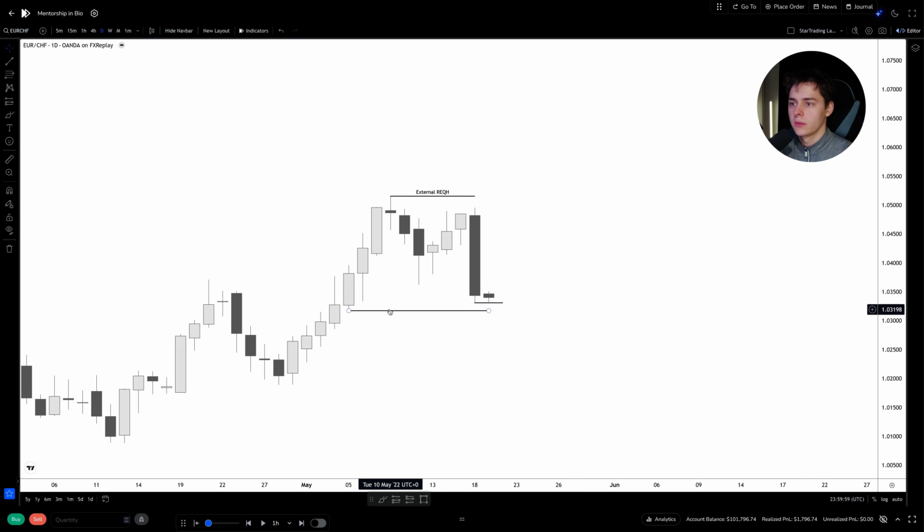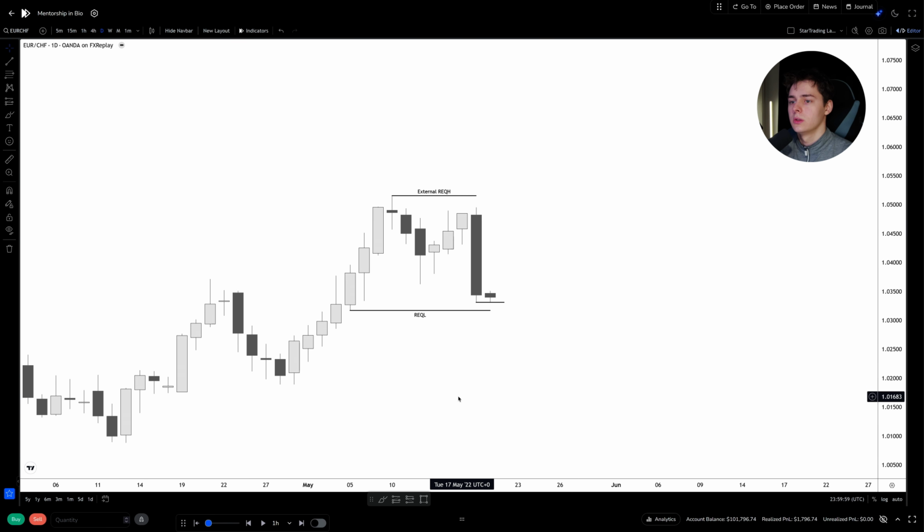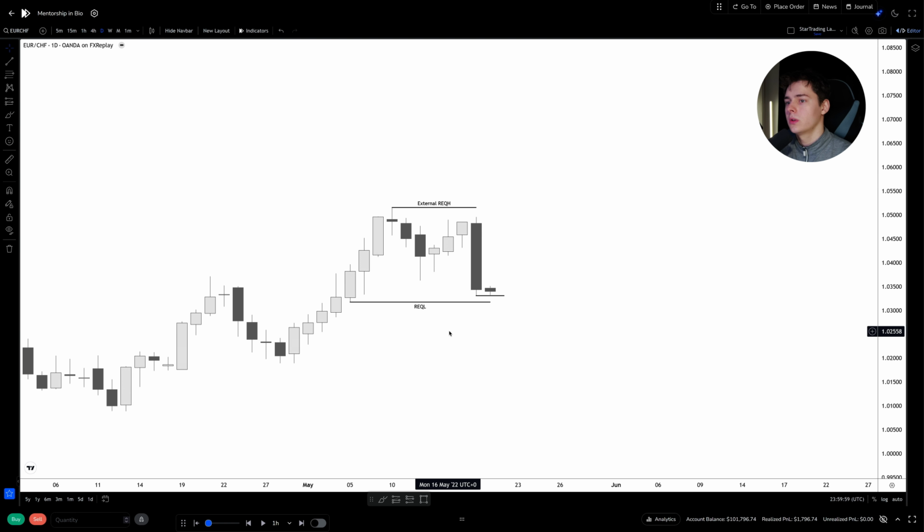We do have relative equal lows on the 4-hour time frame. I mean the daily right now. So essentially we probably will continue lower. Now a question to you. Are those relative equal lows external or internal? And if these are not the external relative equal lows, then where are the actual external relative equal lows?